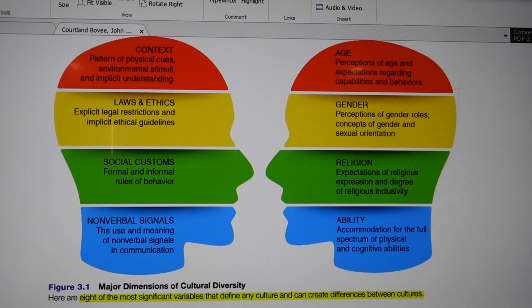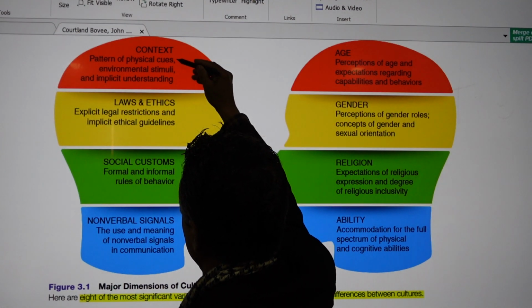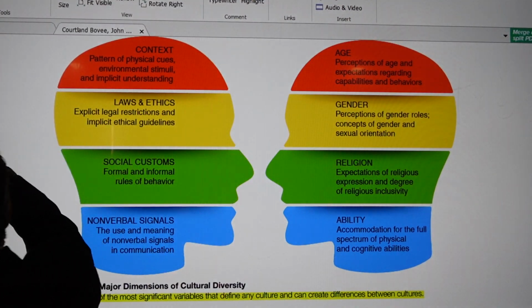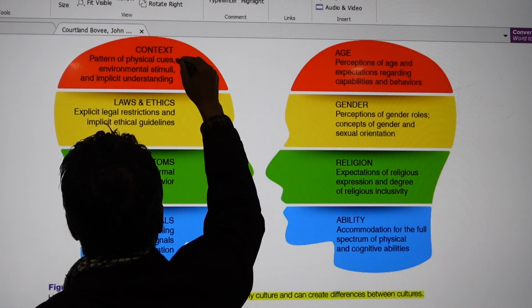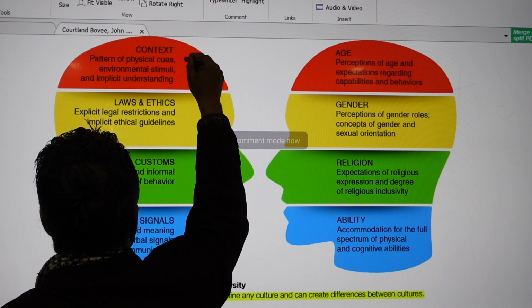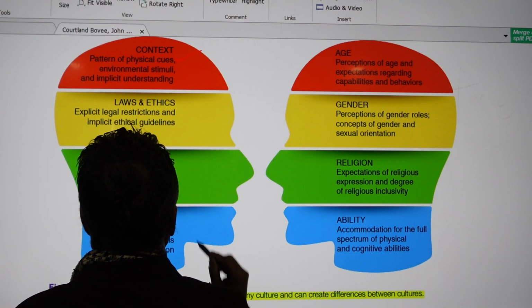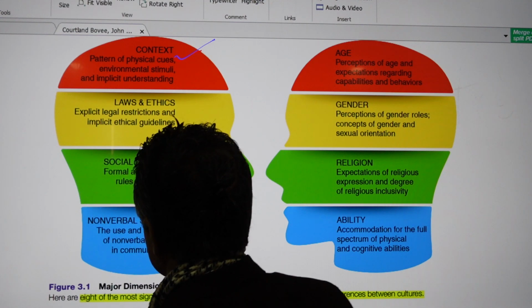Two cultures may be using different non-verbal signals. I give you an example of this one. Right? Nepali culture, positive meaning. Brazilian culture, bad meaning. So, physical signals, non-verbal cues may differ from culture to culture.